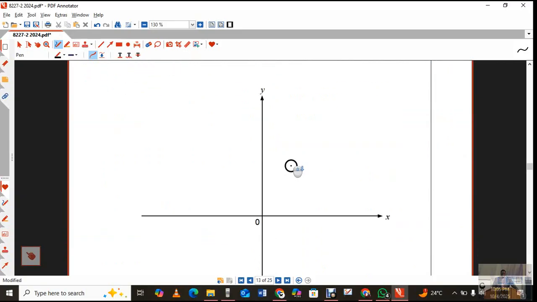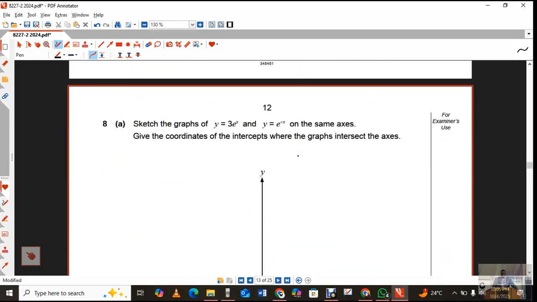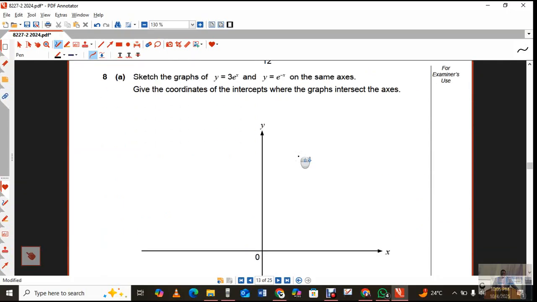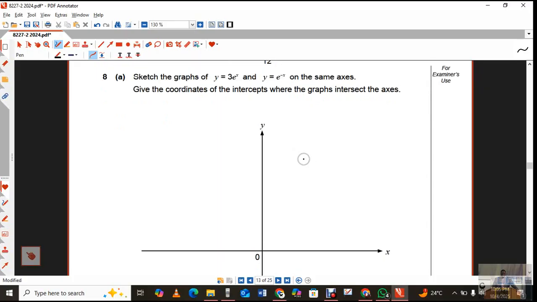Right, here we go. We have got question 8. Again, I think there's still more. They say sketch the graph of y equals 3e to the x. Now the standard graph y equals e to the x will go up like that. So this graph is going to go, there you go. It's actually very nice. So this is the graph of y equals 3e to the x.